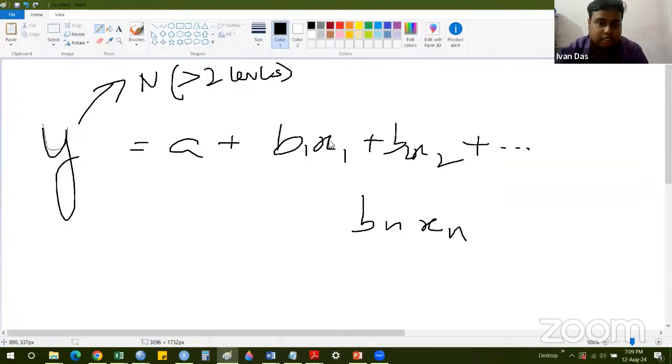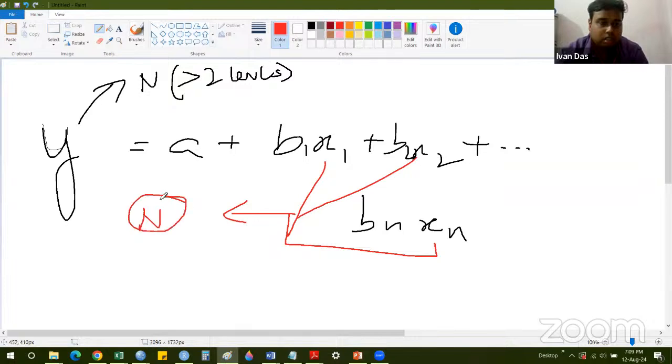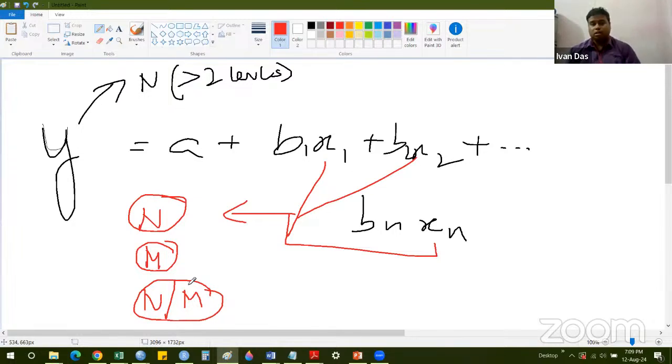The x, I'll show you with red. This x1, x2, xn, whatever they may be, may be nominal with any level, or they may also be metric, or it can be a mixed approach. Like this, the model will be designed, and let us now proceed forward.